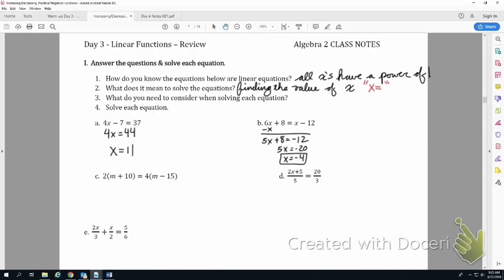On C, you've got the 2 and the 4 in front of sets of parentheses. What am I going to do with the 2 and the 4? Distribute. Whenever I distribute, what operation am I doing? Multiplication. So make sure you take the 2 to the m and to the 10, which I need to actually multiply. Make sure you take the 4 to the m and the negative 15.